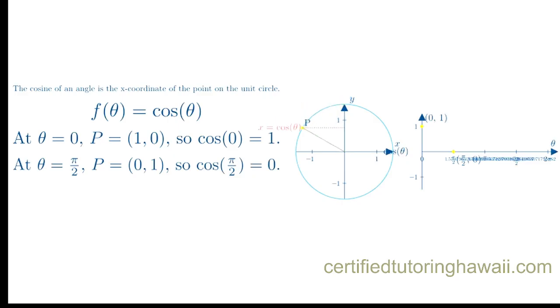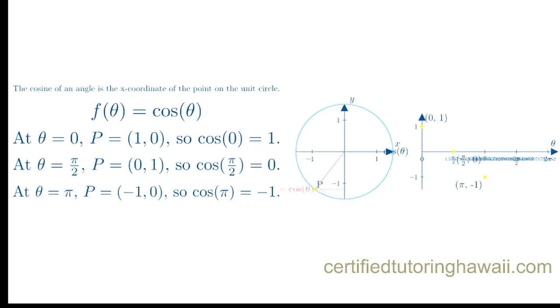As we move into the second quadrant, the x-coordinate continues to decrease, becoming negative. By the time we reach pi, the point is at -1, 0. The x-coordinate is -1, so cosine of pi is -1. We plot pi, -1. Next, we rotate to 3 pi over 2.